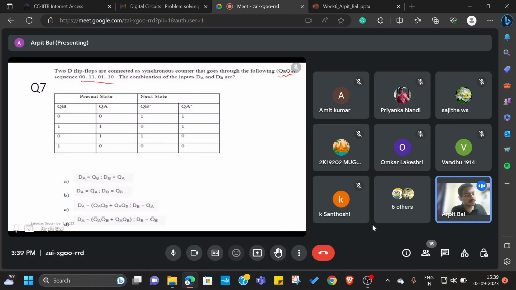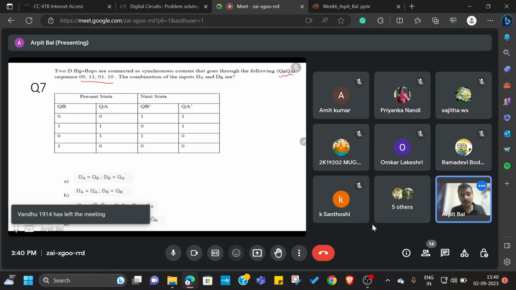So we have two D flip-flops available, and we need to figure out what the input to these D flip-flops should be so that we arrive at this particular sequence. To arrive at this sequence, a transition table has been mentioned: when the present state is 0 0, the next state is going to be 1 1.